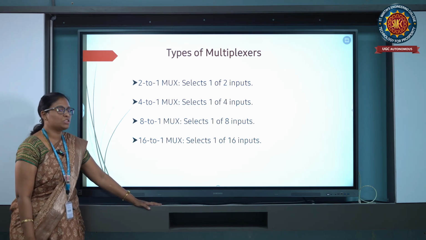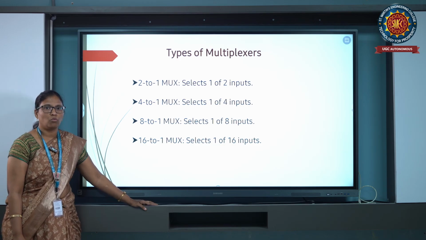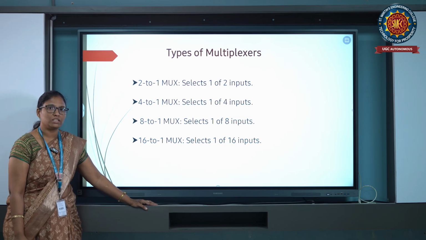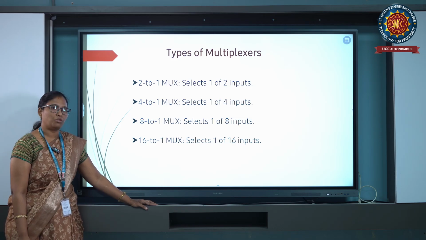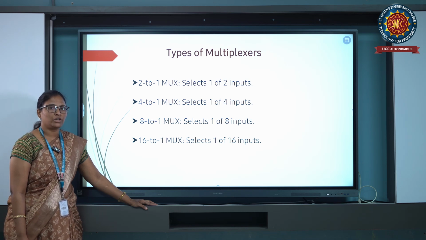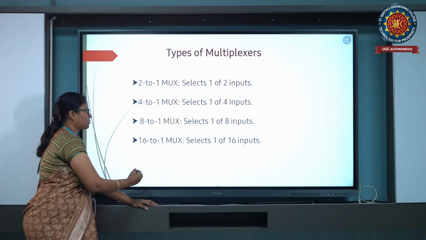When we have a 2:1 mux, we have one selection line. When it is a 4:1 mux, the selection lines are 2. When it is an 8:1 mux, the selection lines are 3. When it is a 16:1 mux, the selection lines are 4.